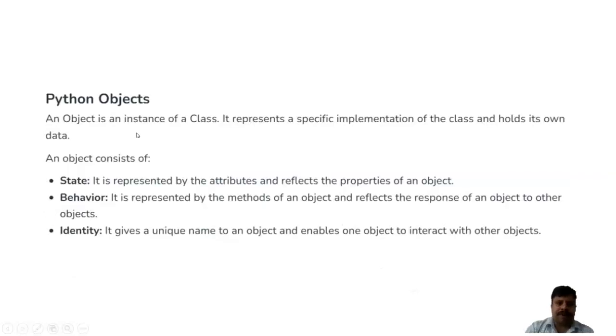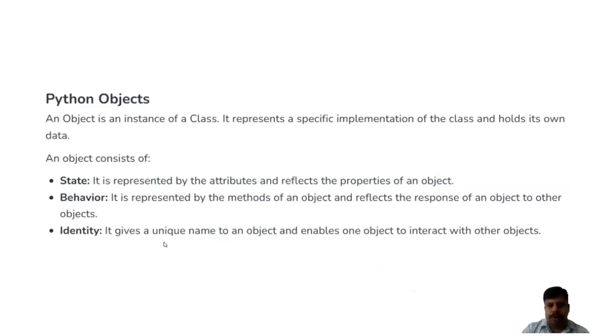Now, what about Python objects? An object is an instance of a class. It represents a specific implementation of the class and holds its own data. An object consists of state, which is represented by attributes and reflects the properties of an object. And behavior, which is represented by methods of an object and reflects the response of an object to other objects.